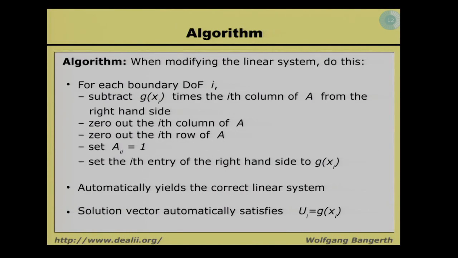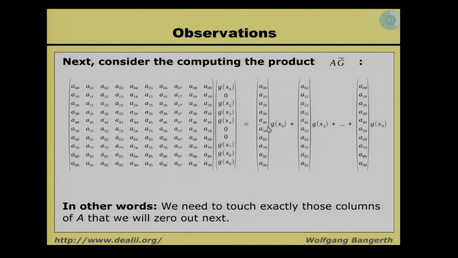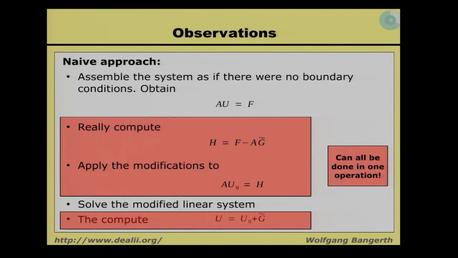So the algorithm that deals with this whole thing works essentially like this. I'm going to go over all of the boundary nodes, so for i in the set of boundary nodes, I'm going to subtract g of xi times the ith column of A from the right-hand side. You remember that what I really need to compute is f minus A times g tilde. So it is f minus the sum of certain columns of A times the corresponding elements of g tilde. If I loop over this, I start with f, and then I subtract one column times the corresponding element of g tilde at a time.